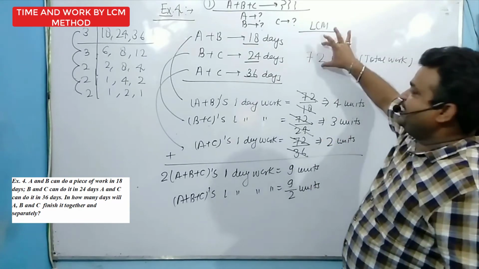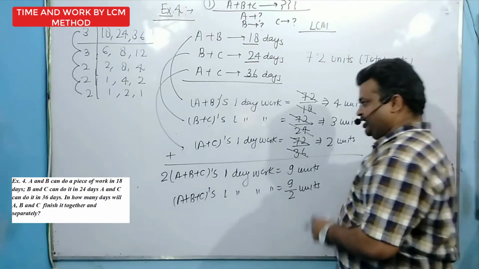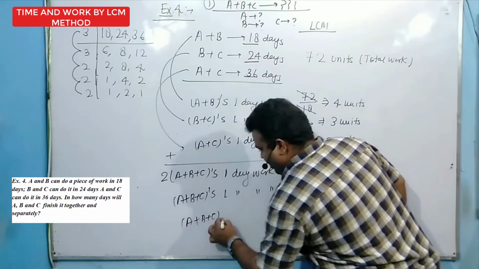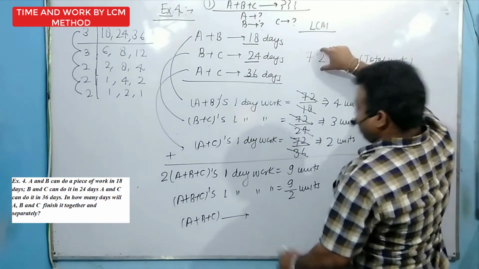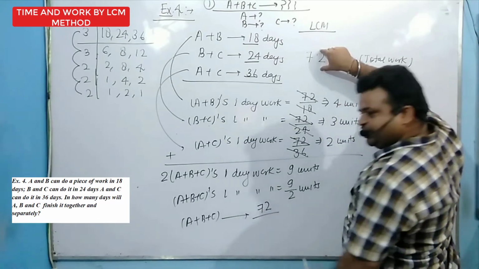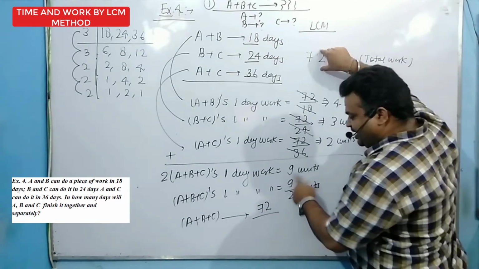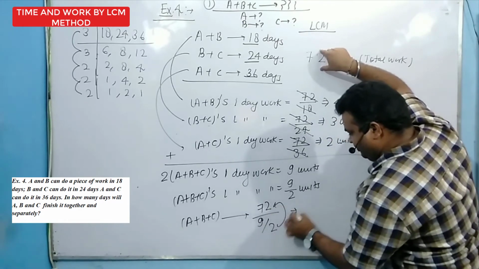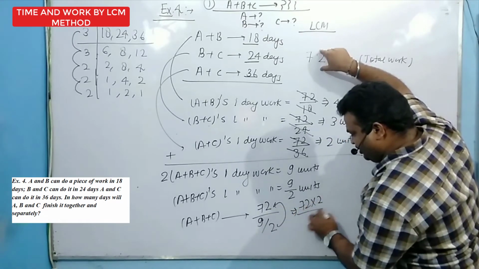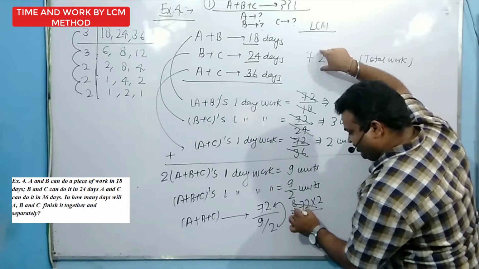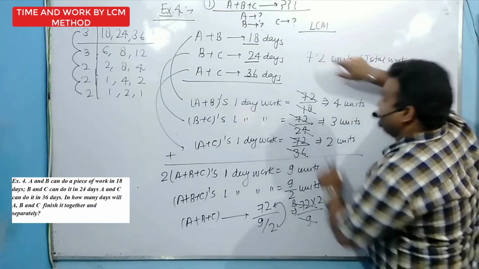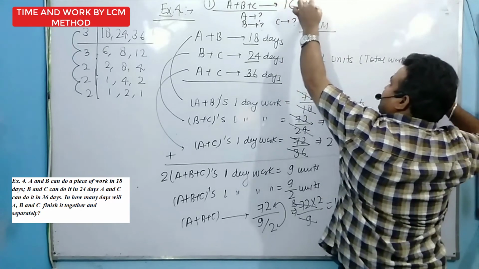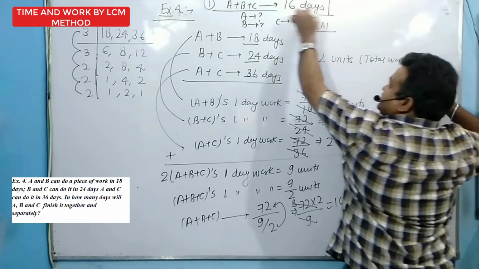The total units to be made is 72 units. Now A plus B plus C work together to complete these 72 units in how many days? 72 divided by the per day production, 9 by 2. So this 2 goes up. This is 72 multiplied by 2 divided by 9. 9 8s are 72, 8 2s are 16. It means that A plus B plus C together can complete the entire work in 16 days.